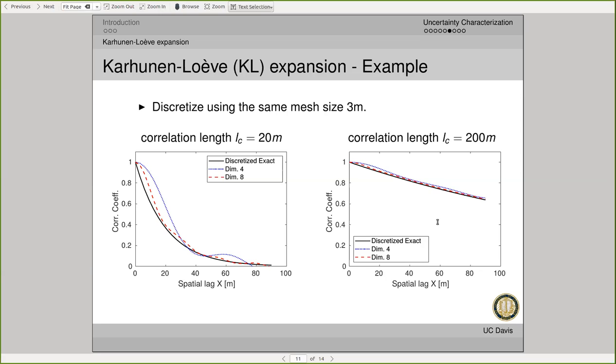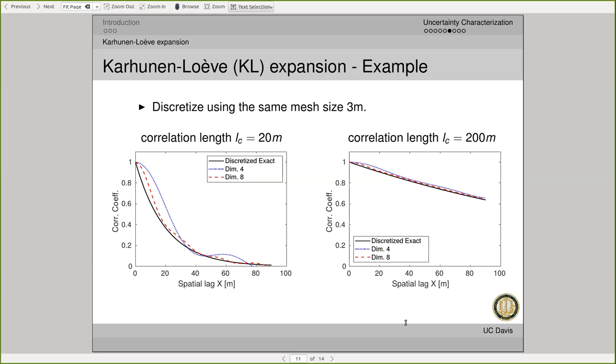Of course, in that case you can see here that you need many fewer dimensions, so the problem becomes simpler. But you don't control that. It's the nature of the material. If the material is very uncertain, you need more dimensions. If the material is very uniform, you need fewer dimensions.